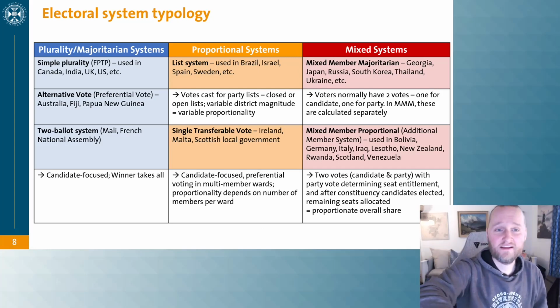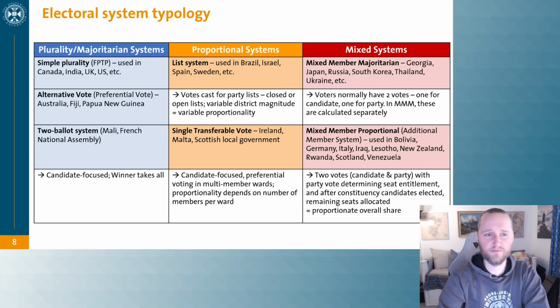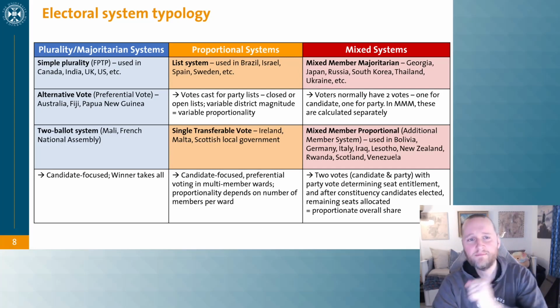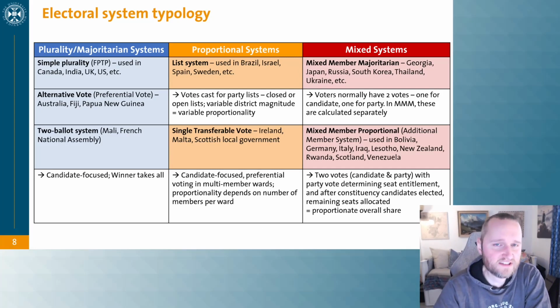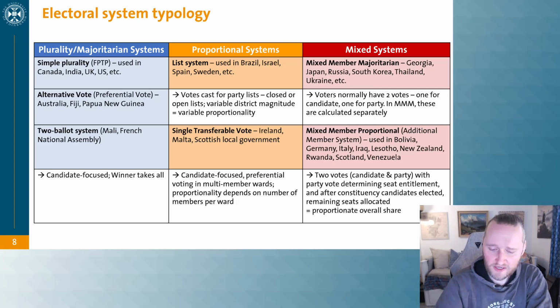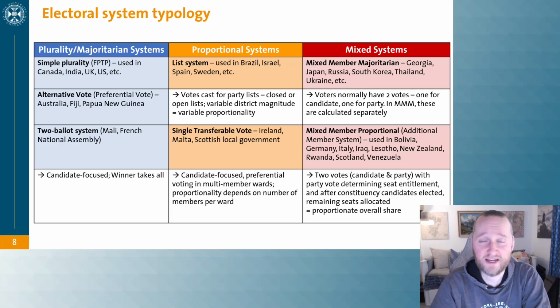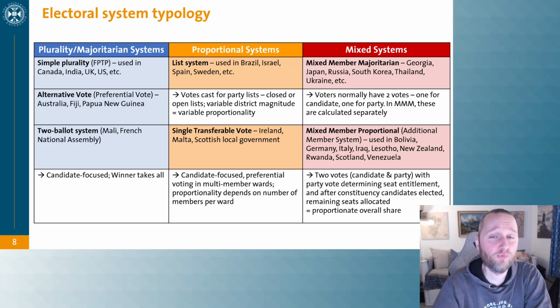Okay, we talked about the electoral system typology already on the map, but let's take this apart a little bit more. We have on the one side majoritarian systems. Majoritarian systems tend to work on the winner-takes-all principle. So that means if you have more votes than the second place candidate, you win that seat or office. This can take the shape of a simple plurality, for example, such as in Canada, the UK, or the US. So just first past the post. If you have one more vote than the next place person, you win.